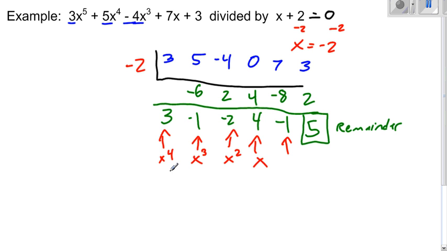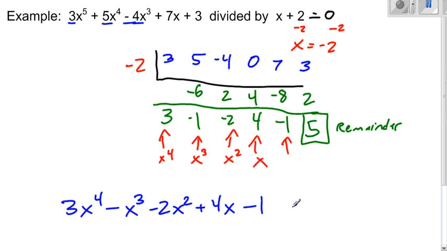So to write that as a polynomial, our answer would be 3x to the fourth minus 1x to the third minus 2x squared plus 4x minus 1. And then 5 is our remainder, so we could write plus 5 over what we divided by, x plus 2.